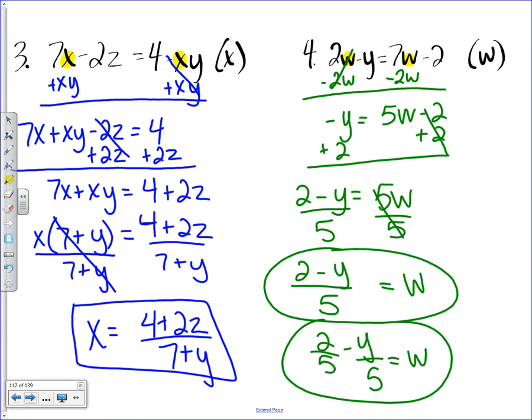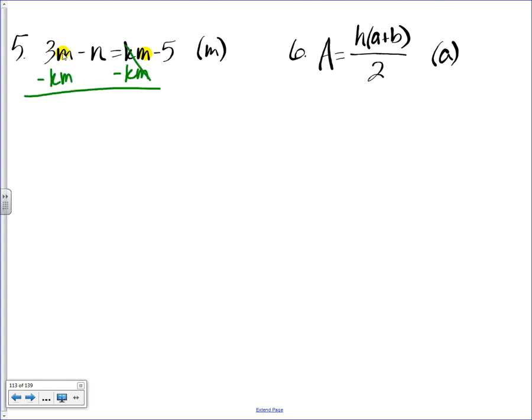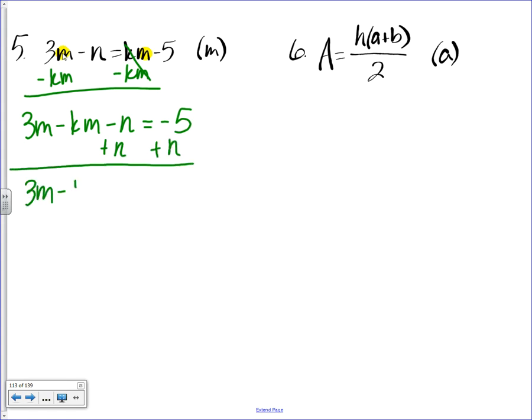Okay, moving on to number 5. This time I'm trying to isolate m's. Please notice when I try and get those m's together, they will not actually combine together. I'm going to move the km over. It will not combine with the 3m because of the k. Now I'm going to move the n over because it does not have an m. Basically, I'm trying to collect all of the terms with the m's in it on one side and all of the terms without m's in it on the other side.